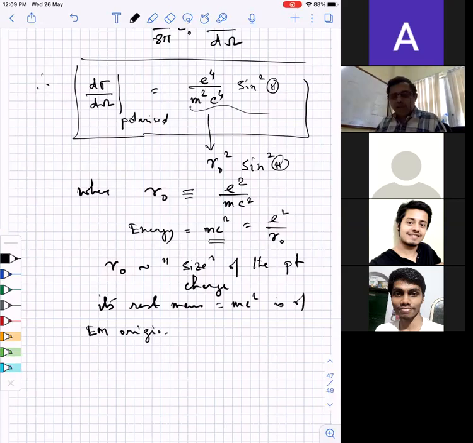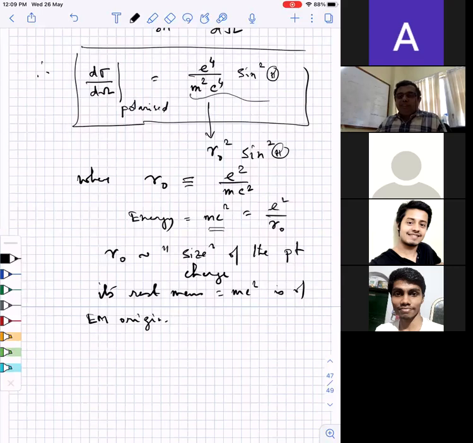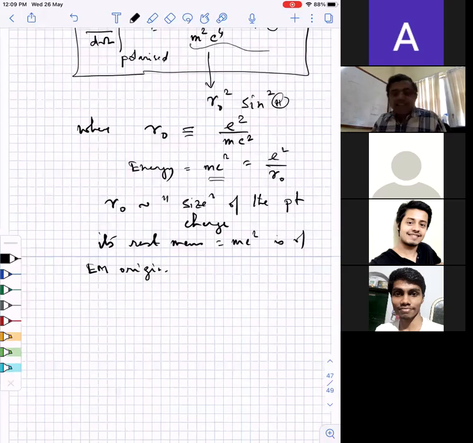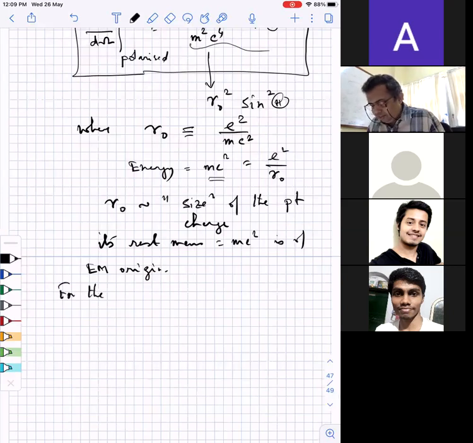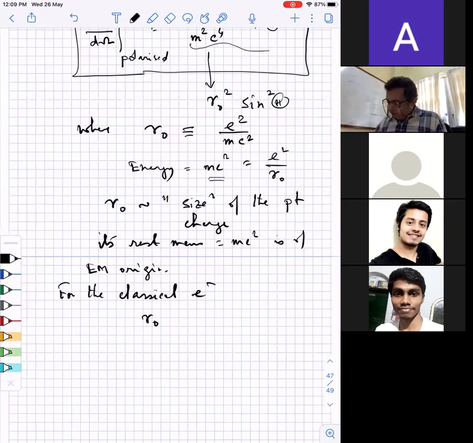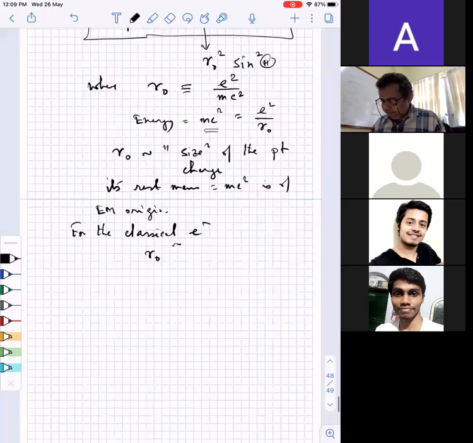That's it. So I can put in numbers over here. Okay. So if you look at the classical electron, which is basically an electron without any quantum mechanics in it, for the classical electron, my R0 is typically 2.83 × 10^-13 centimeter.